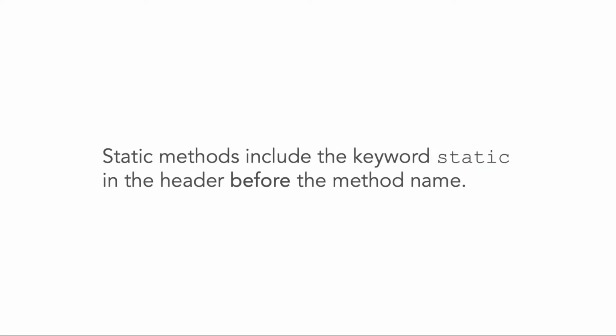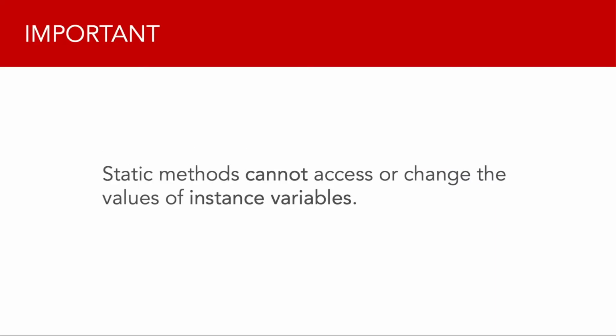Static methods include the keyword static in the header before the method name. This is important. Static methods cannot access or change the values of instance variables. Because static methods belong to the class, they cannot access instance variables or non-static methods. When we attempt to include instance variables in a static method, the program throws an error indicating that these cannot be referenced from a static context. This is because static methods are not associated with an object, but with the class itself.